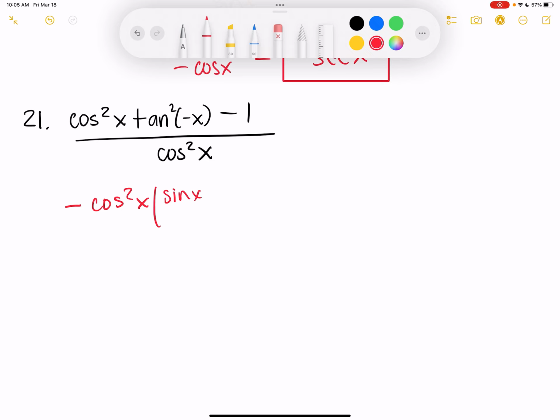I've already thrown the negative out front from tangent. Notice though, tangent was squared, so make sure you square both of those pieces. So it's sine squared over cosine squared. I like to do it step by step so I don't get confused when I look back. I only did that in one step because I just threw the negative out front, but you can do it in as many steps as you want.